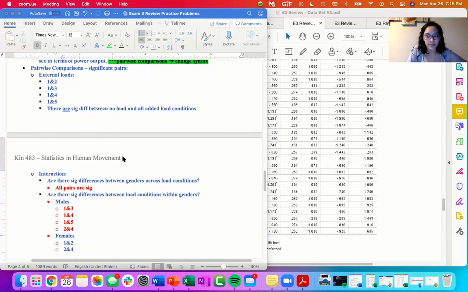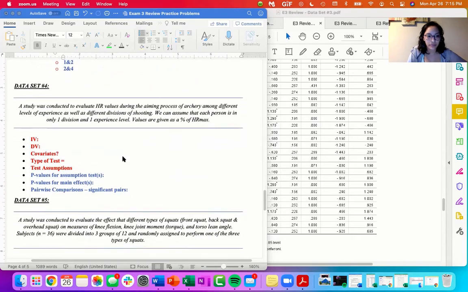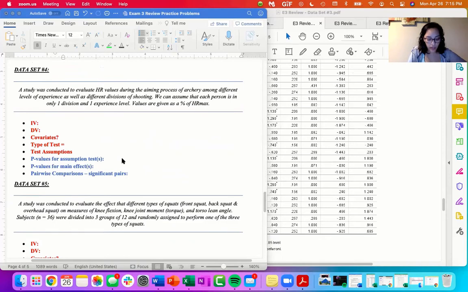All right, let's keep grooving. Data set number 4. A study was conducted to evaluate heart rate values during the aiming process of archery among different levels of experience as well as different divisions of shooting. This might sound similar to some examples that we've looked at already. We can assume that each person is in only one division and one experience level. Values are given as a percent of heart rate max.